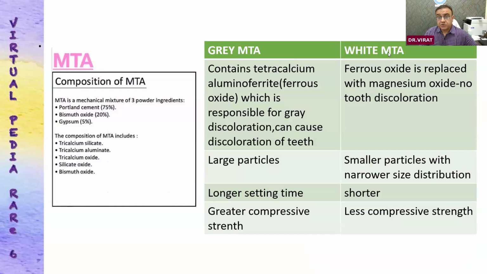This is the basic difference between gray and white MTA, in which gray MTA contains tetracalcium aluminoferrite, which is responsible for gray discoloration and causes the discoloration of teeth. The ferrous oxide is replaced with magnesium oxide, and hence there is no tooth discoloration in white MTA. Gray MTA has larger particles, whereas white has smaller particles with narrow size distribution. Gray MTA takes a longer setting time, and it is shorter in white MTA. Gray MTA has a greater compressive strength in comparison to white MTA.